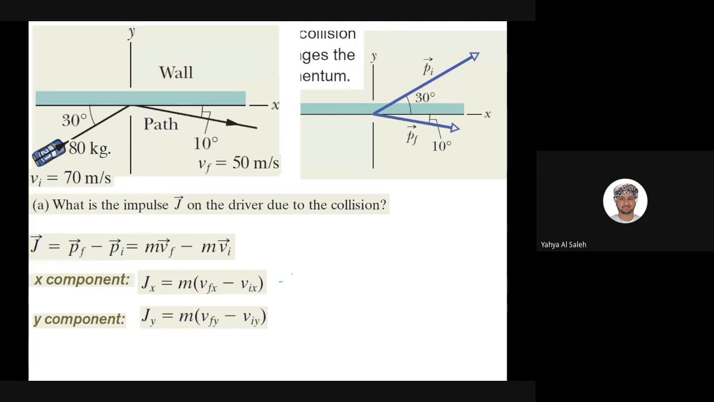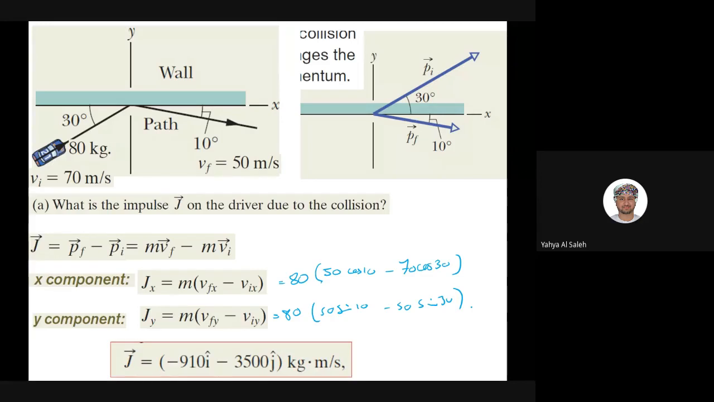We end up with 50 cosine 10 minus 70 cosine 30, and here we will end up with 50 sine 10 minus 70 sine 30. And what we will end up with is, in the X component, J equals minus 910 i, and in the Y component, minus 3500 j.